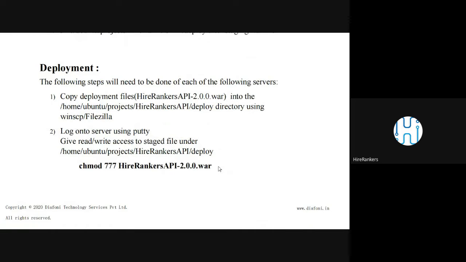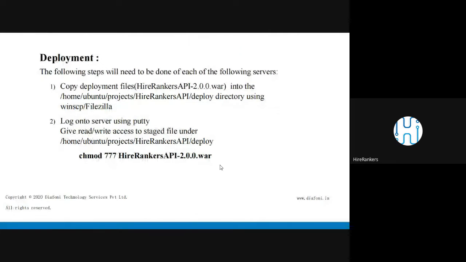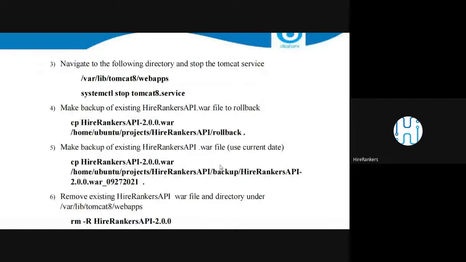First, we need to log on to the server using Putty. Then we need to take a backup of the existing war file from the deploy staging folder to the rollback staging folder and backup staging folder by using this command through Putty software: cp for copy, followed by the file name and the directory where we are going to paste the file.